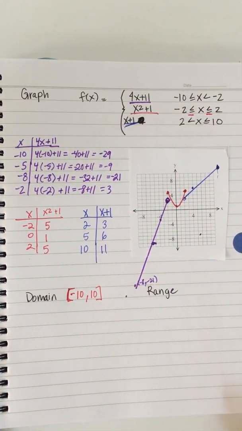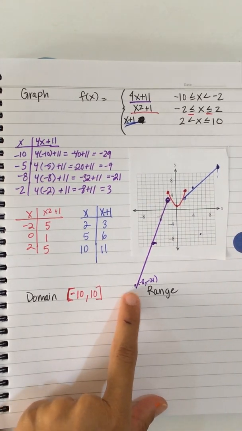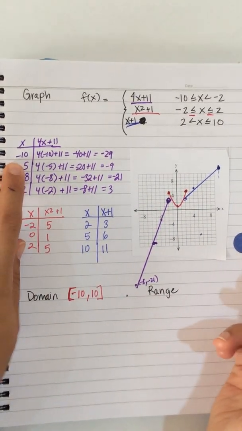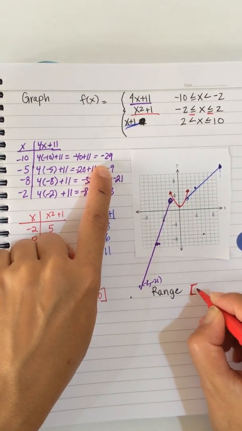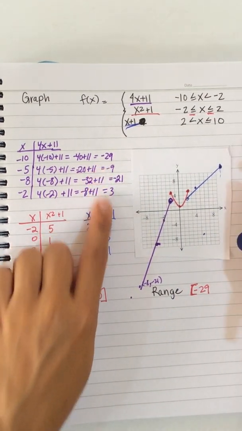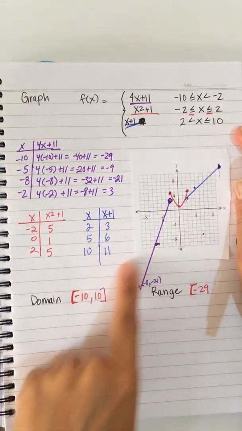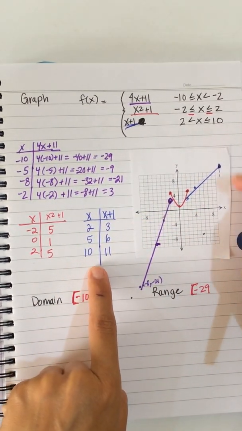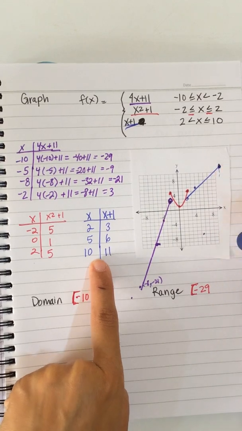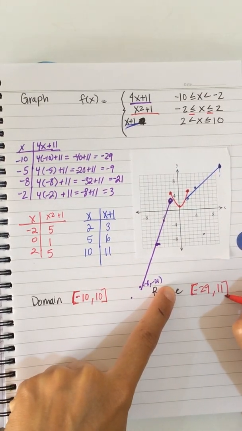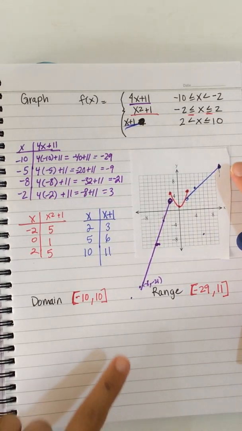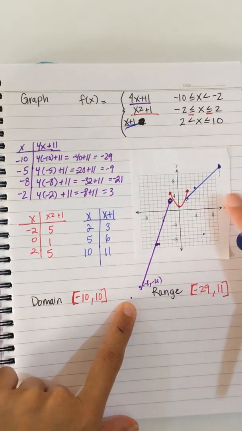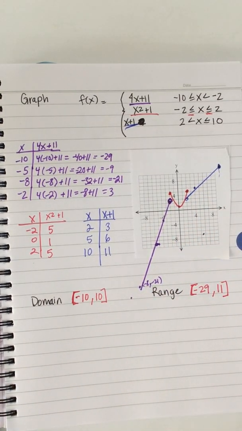And what's my range? So now I'm looking at my graph. I start all the way down from negative 10, the value was negative 29. And we can be negative 29, so we're going to include that. All the way up to what's my greatest value? My greatest value happens to occur at x equals 10, and that's 11. So we're just reading the domain and range off the graph. You have to be careful though, because your maximum and minimum points don't always occur at your endpoints. I just have the graph here so I can check it.